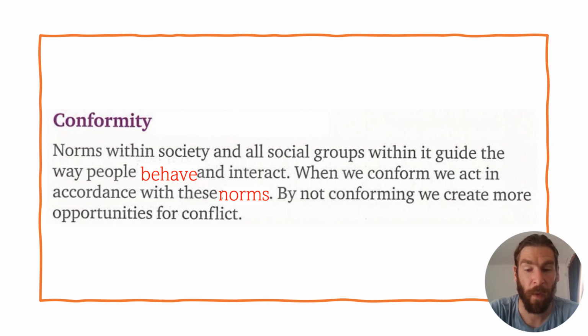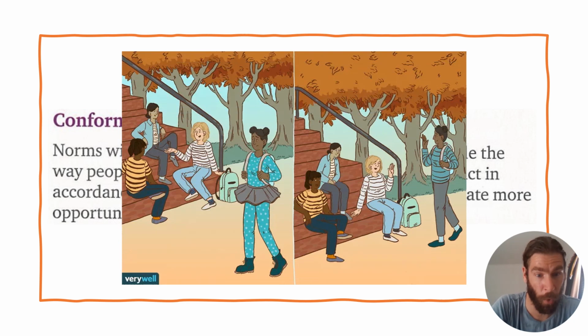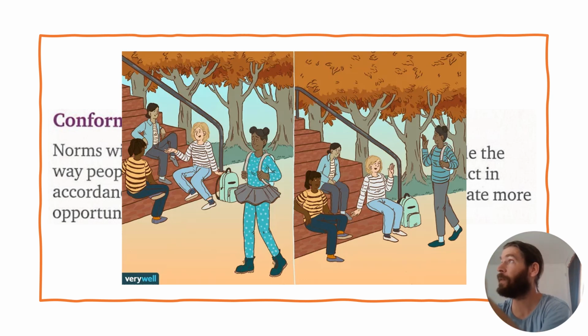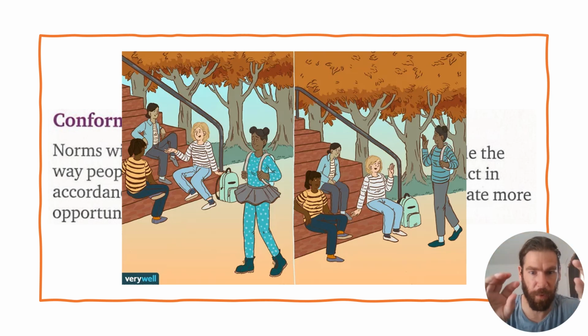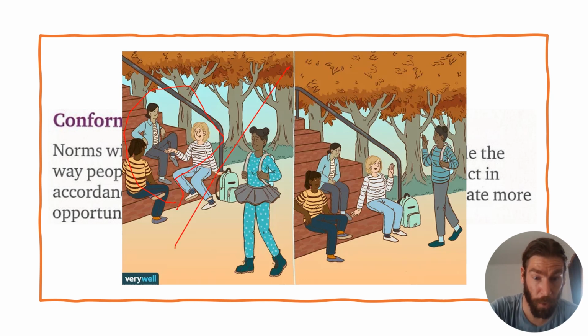By not conforming, we create more opportunities for conflict. And we people, we don't want conflict. So by avoiding conflict, we behave according to the norm. You see that in this picture. In the beginning, the girl walks in her own clothing. In Dutch, we would call it a tutu. And the clothing has little white spots on it. You see the group here is not really responding to the girl. The girl is excluded from the group because of the way she looks.